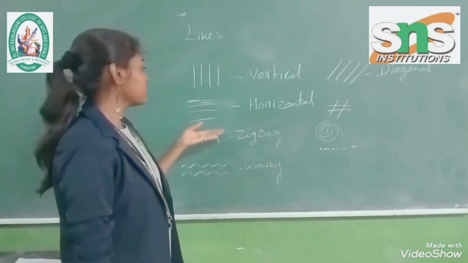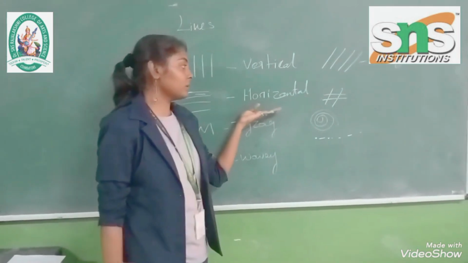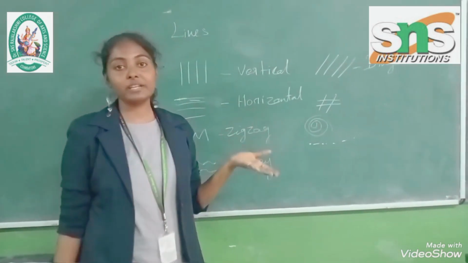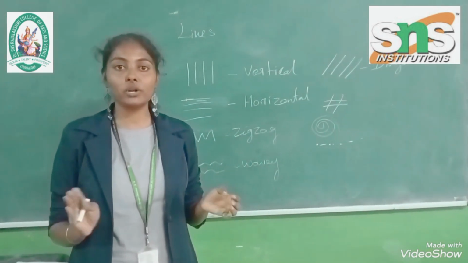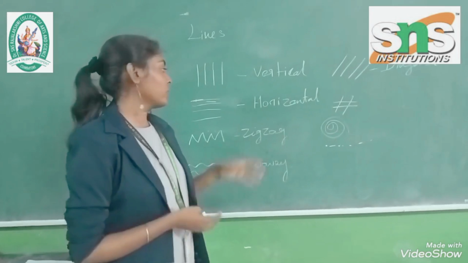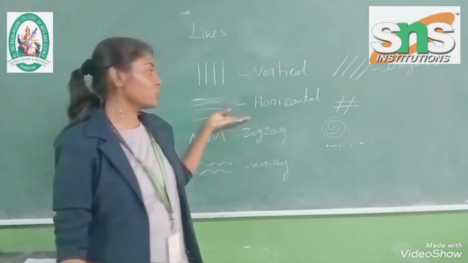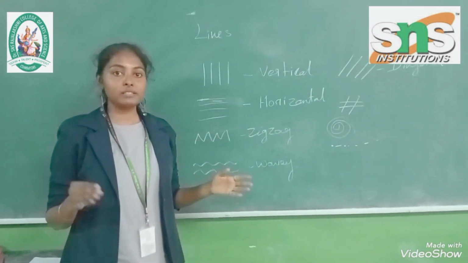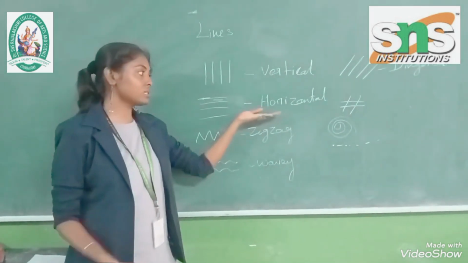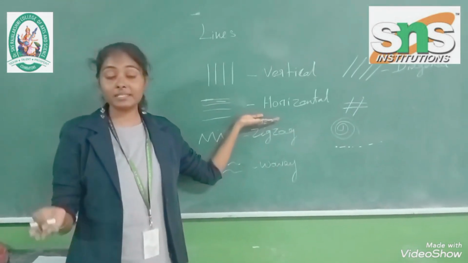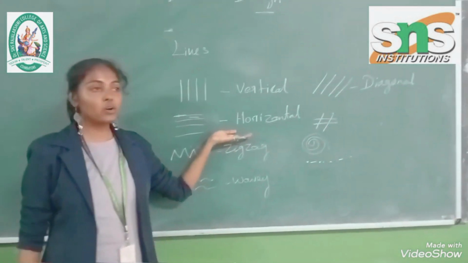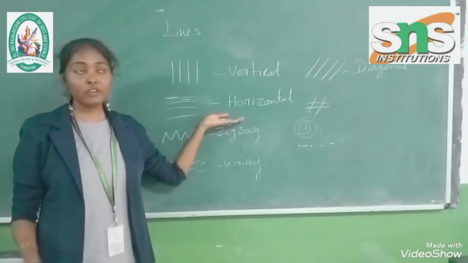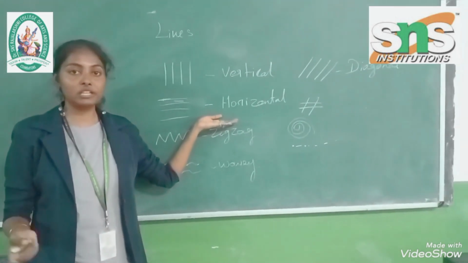Okay. So the next one is horizontal. Horizontal lines will give you a visual effect of looking a little bit stout or big. So we can use horizontal lines to enhance our bust points or make our body look a little bit stout. These horizontal line designs or patterns are mostly suited for slender or thin figures.